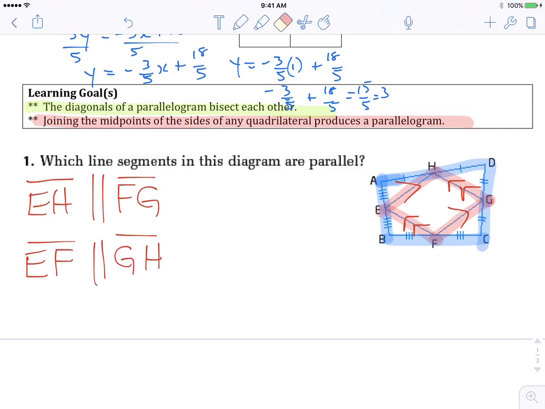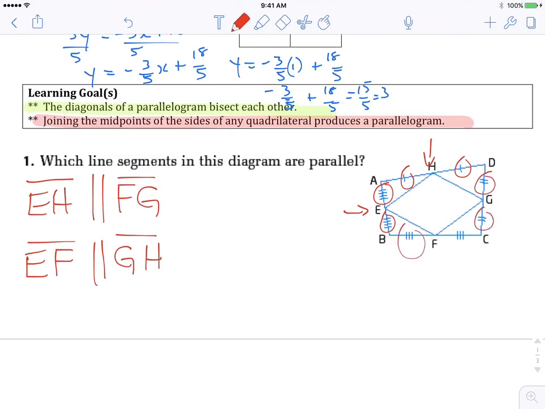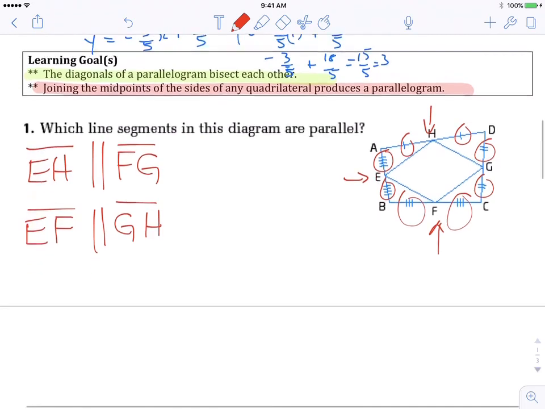But how do we know that the midpoints were joined? Well, let's just take a look at the diagram. We have these hash marks that show us that E is the midpoint. And we have this hash mark here that shows us H is the midpoint. And of course, we have the hash marks here to show us that G is the midpoint. And we have these three here and these three here that show us that F is the midpoint. That's how we know just by inspection that indeed those are the midpoints.